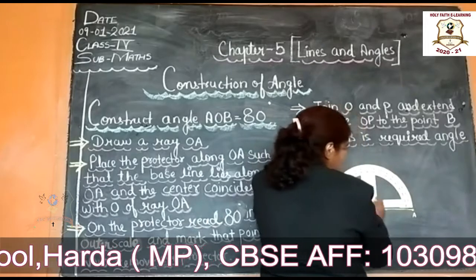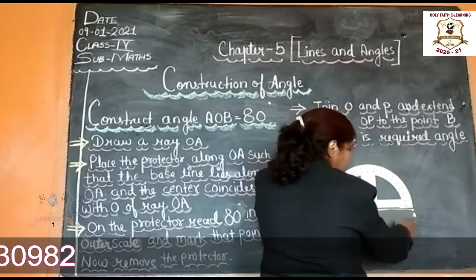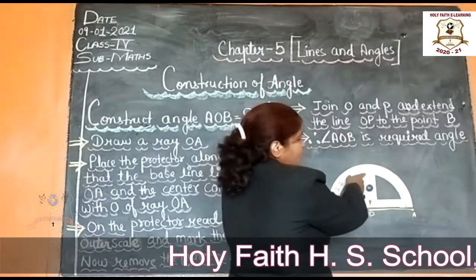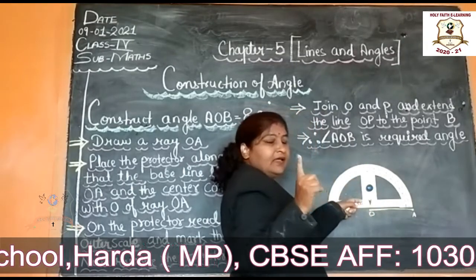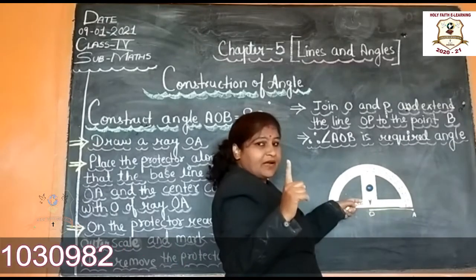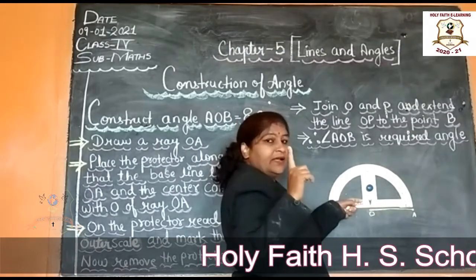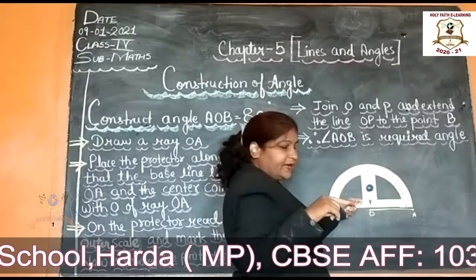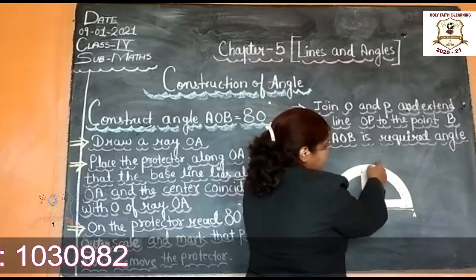हमने बिल्कुल यहाँ पर सेंटर पॉइंट में ray OA draw कर ली है. Now I will read the 80 degrees. Here once again we have to remember when to use the inner and outer scale. Where your ray extends, in which direction, we have to decide whether to use the inner or outer scale. So here I can see that my 80 degree is here.